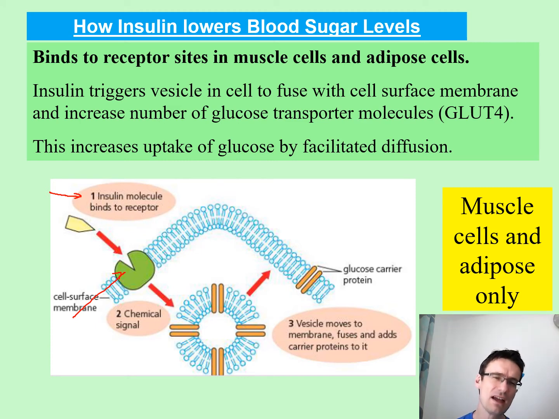I should just say, not liver cells. That then causes a chemical signal to go into the cell, and in the cell there are vesicles that contain these special glucose carrier proteins, which are channel proteins effectively. And these then, when that chemical message comes in due to the attachment of insulin, fuse with the cell surface membrane and increase the number of channels in the membrane. Those channels are called GLUT4 channels. So that increases then your facilitated diffusion of glucose, which is obviously high naturally in the bloodstream at this point, into the muscle cell or the fat cell. So adipose is just another word for fat cells.